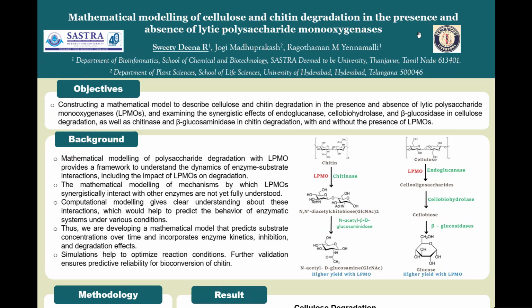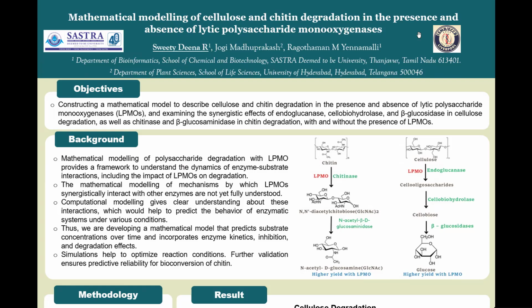The objective of this research is to construct a mathematical model to describe the degradation of cellulose and chitin in the presence and absence of LPMO, and also examine the synergistic effects of the enzymes involved in cellulose degradation, that is endoglucanase, cellobiohydrolase, and beta-glucosidase, as well as the enzymes involved in chitin degradation, that is chitinase and beta-glucosaminidase, with and without the presence of LPMO.